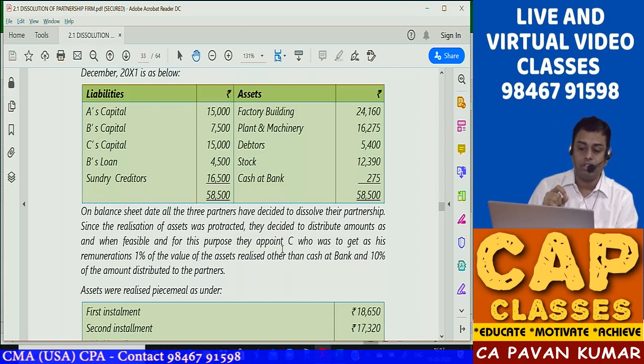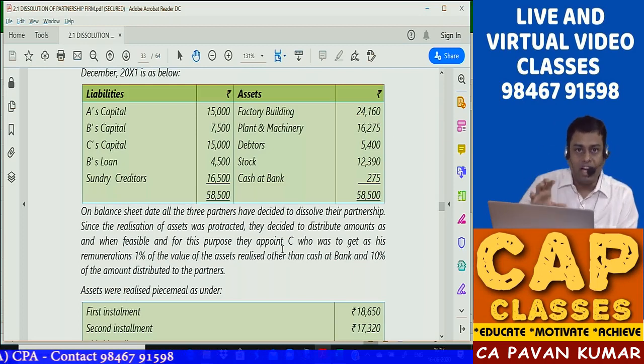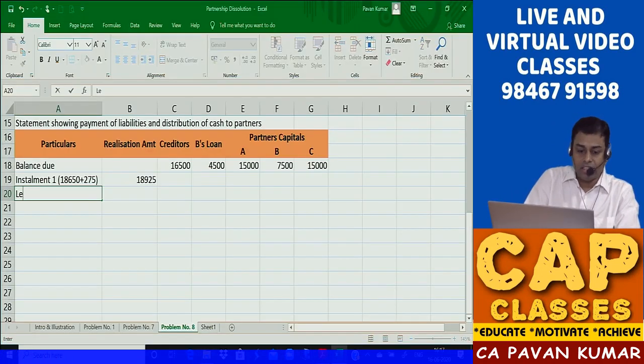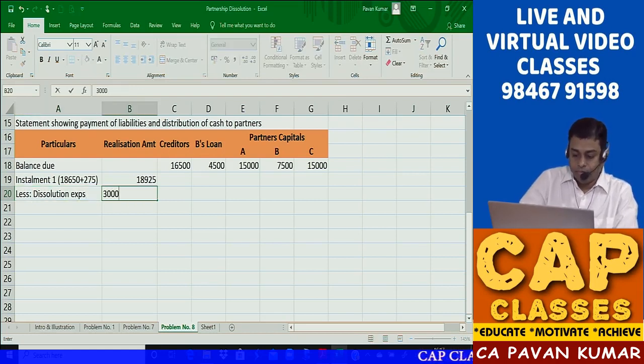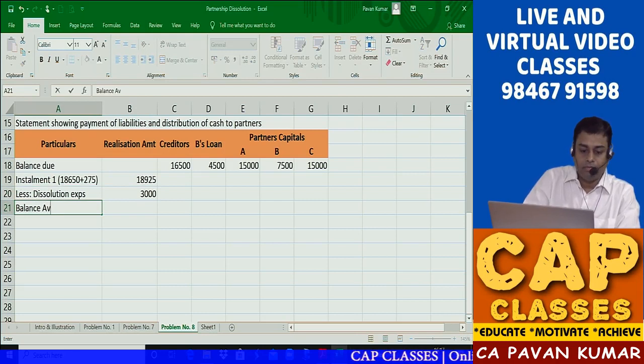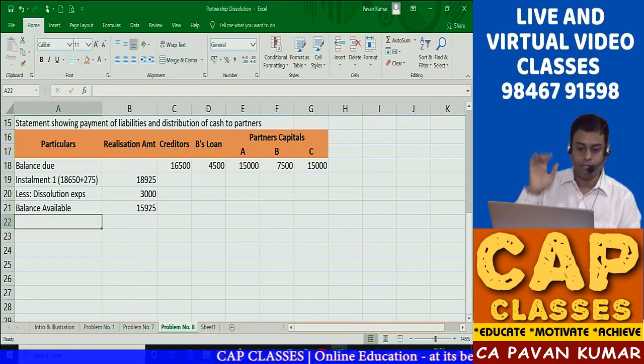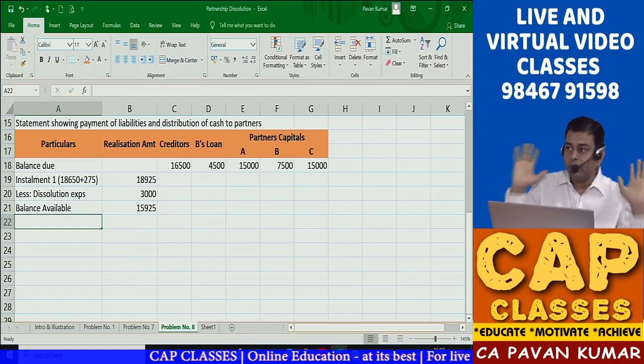First, what are you supposed to do? Shall I give it to creditors? No. First, liquidation expenses. They have given dissolution expenses 3,000. So less dissolution expenses 3,000. Balance available, so can I say this minus this? 15,925 rupees is available with you.